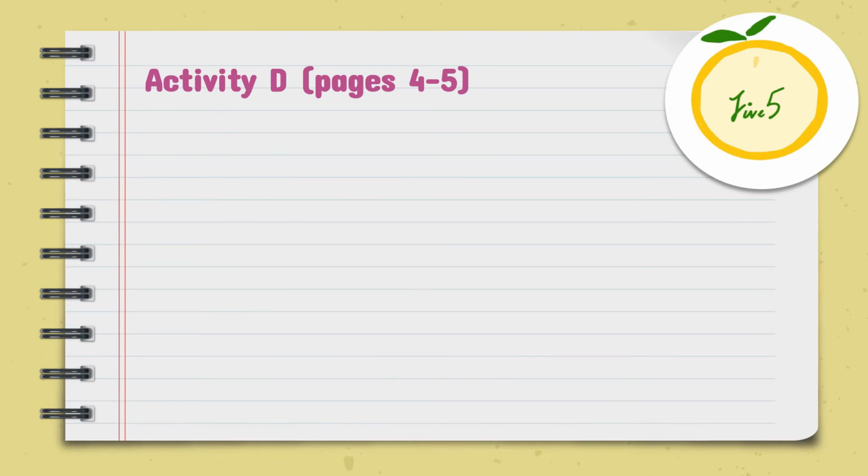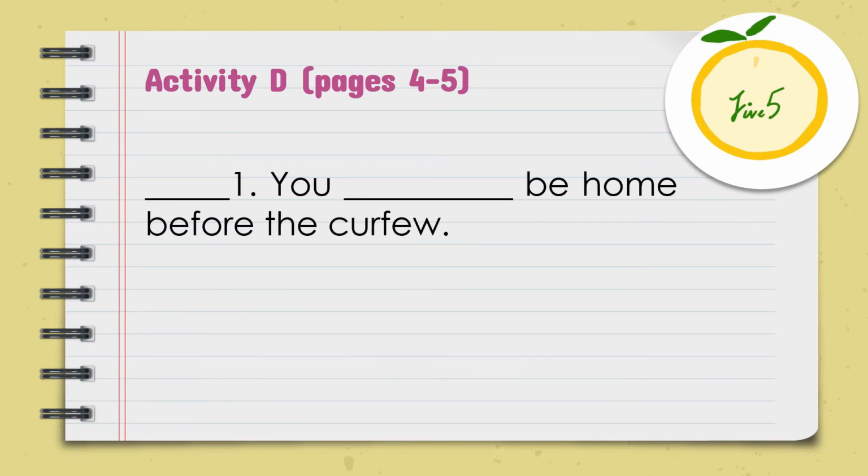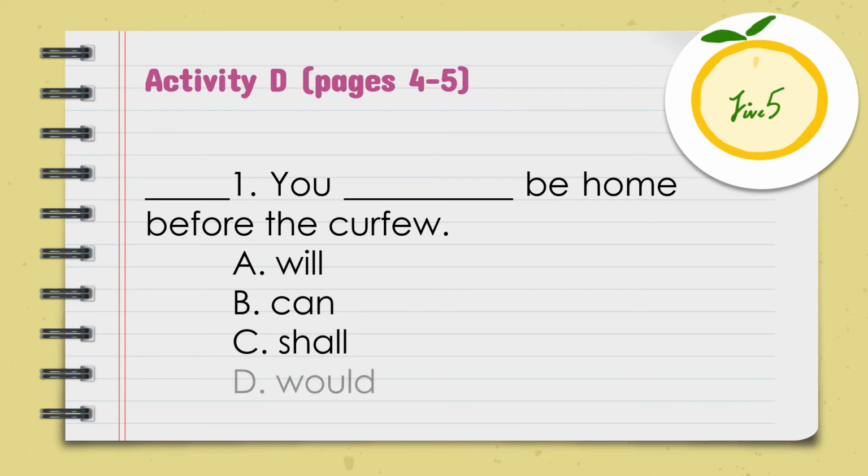Number 1. You blank be home before the curfew. What is the appropriate modal for the sentence? Is it A, will, B, can, C, shall, or D, would? I know you'll get this correctly. Timer starts now.